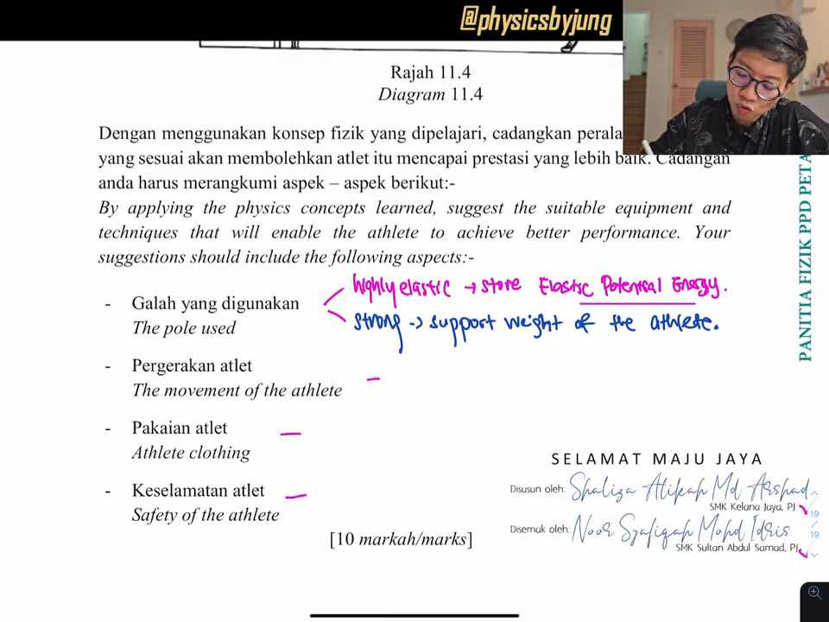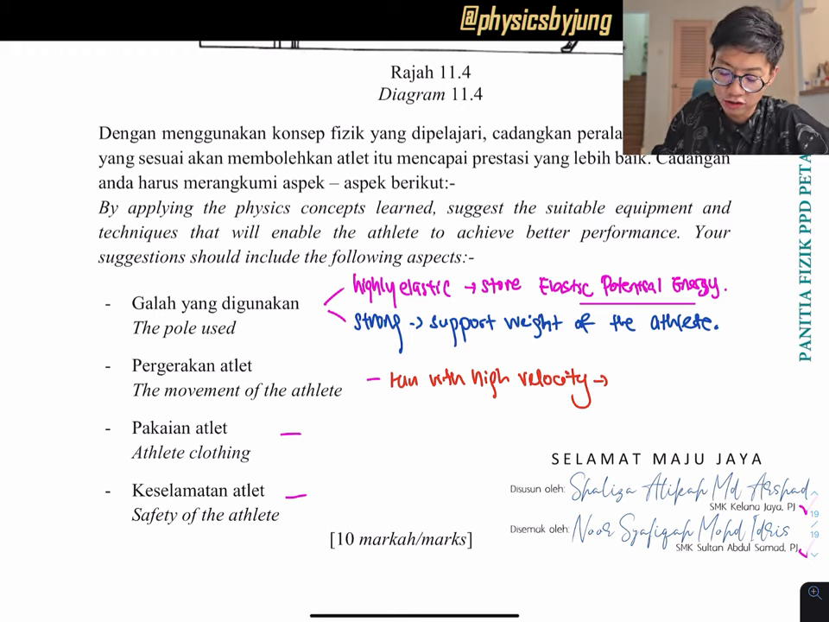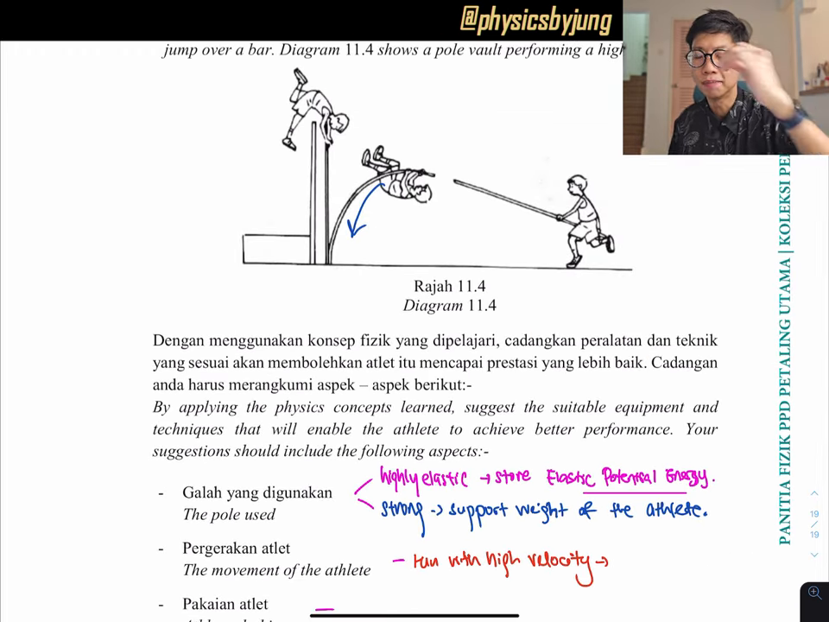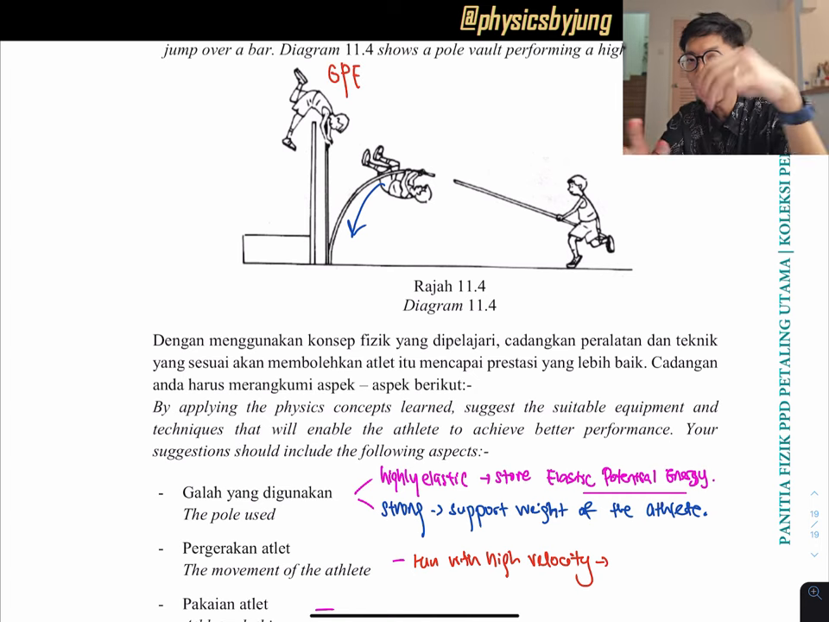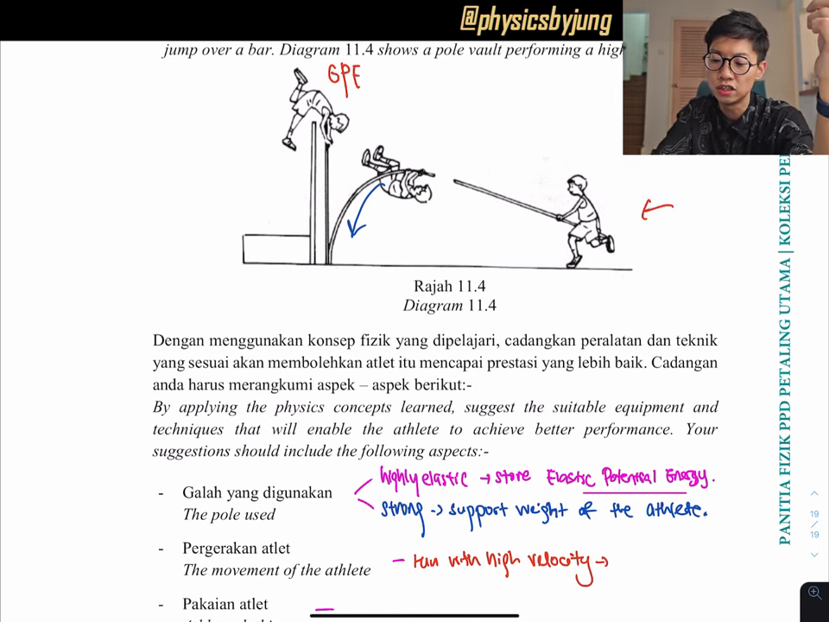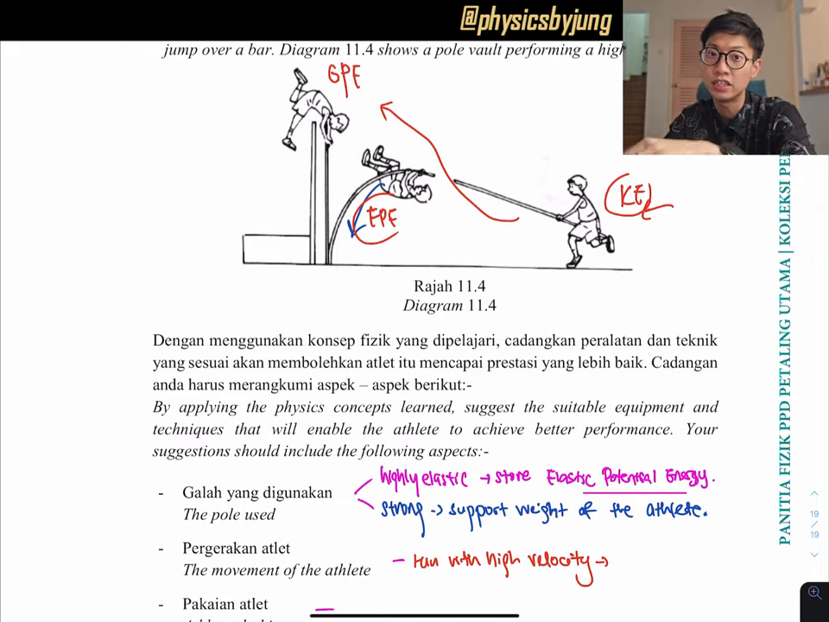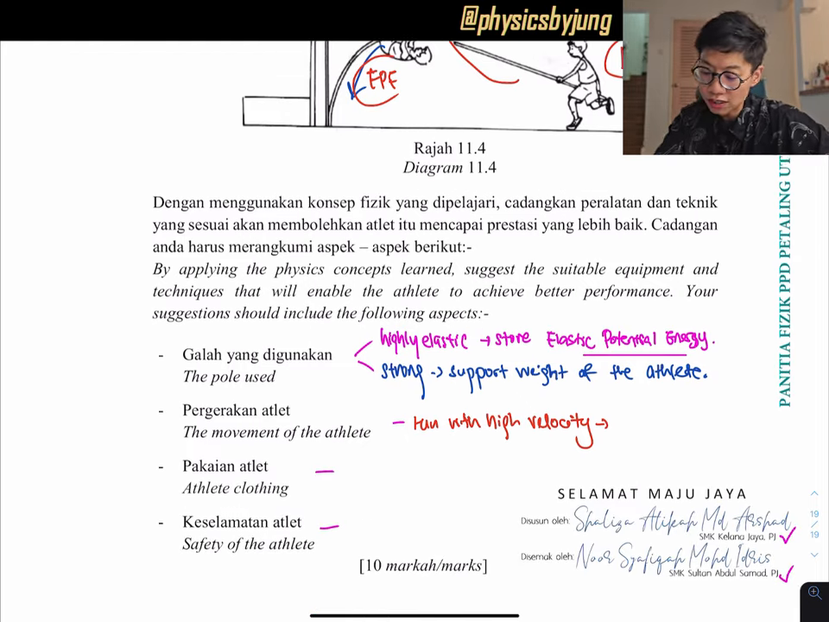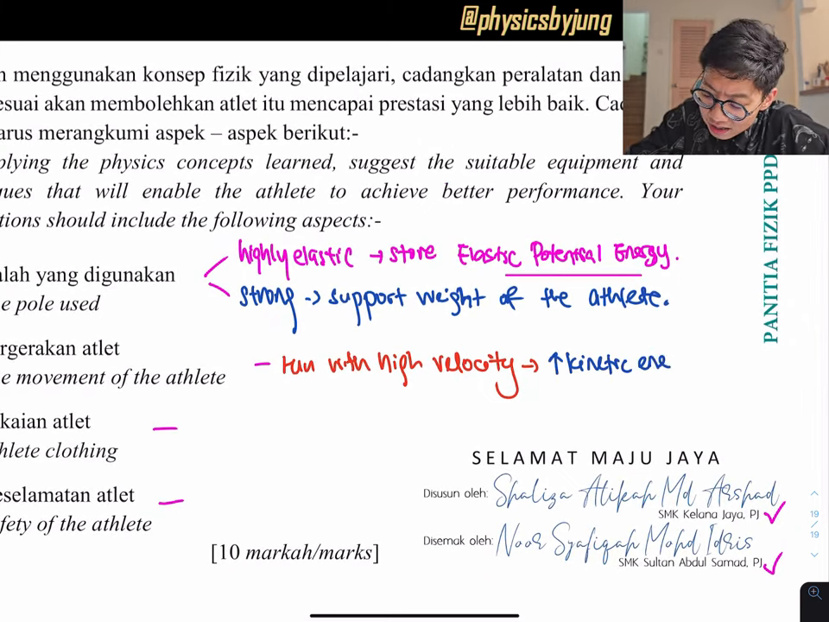Alright? Okay, number 2. The movement of the athlete, it has to run with high velocity. Why high velocity? Because when you do a high jump or pole vault, this is actually gravitational potential energy. So how can you make gravitational potential energy? You can convert your kinetic energy, convert some elastic potential energy, so these two and your strength, so you can go up to become your gravitational potential energy. You understand, right? So in this case, run with high velocity because you want to increase the kinetic energy of the athlete.